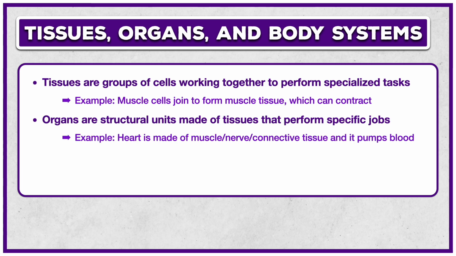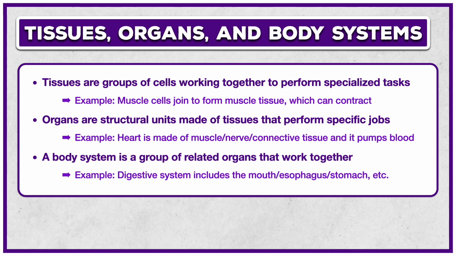Then, we have organs, which are structural units made of tissues that perform specific jobs. An example is the heart, which is made of muscle, nerve, and connective tissue, and has the specific job of pumping blood. Finally, a body system is a group of related organs that work together. For example, the digestive system includes the mouth, esophagus, and stomach, among various other organs.